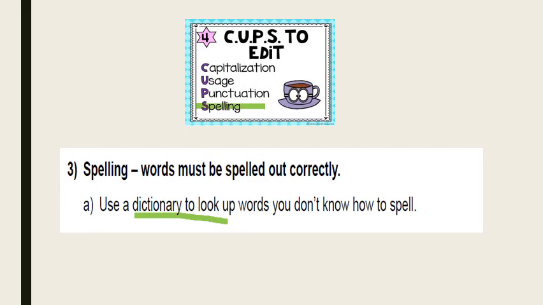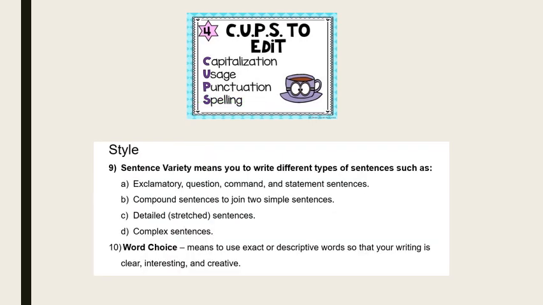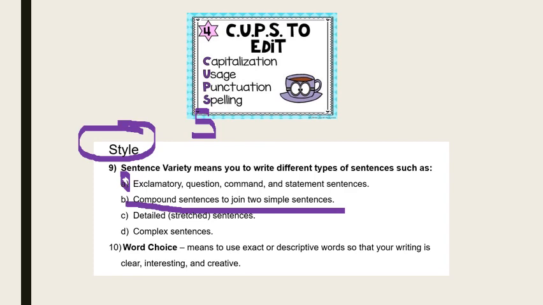All right, and the last one is another S that I'm adding here for style. Style is where I want you to write different types of sentences. All right, so here are the types of simple sentences, but I don't want simple sentences. I want compound sentences, where you're joining two simple sentences, and they can be maybe a question sentence or an exclamatory compound sentence, or you can use detailed sentences as well as complex.